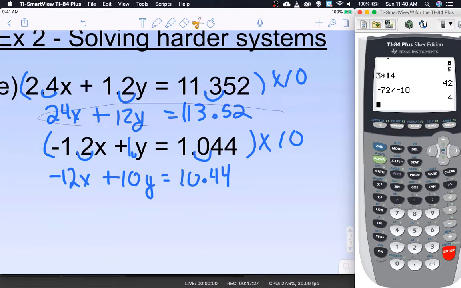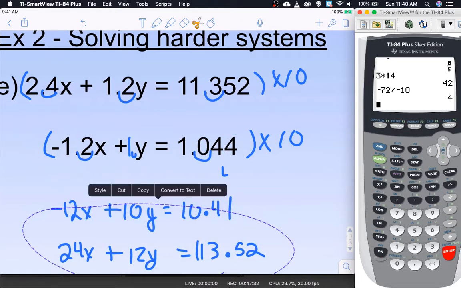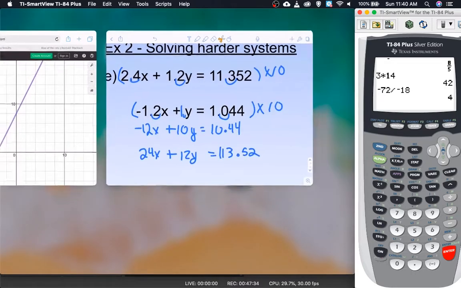Now I'm going to use some technology magic and move my equations together. Oopsie. Get back here.